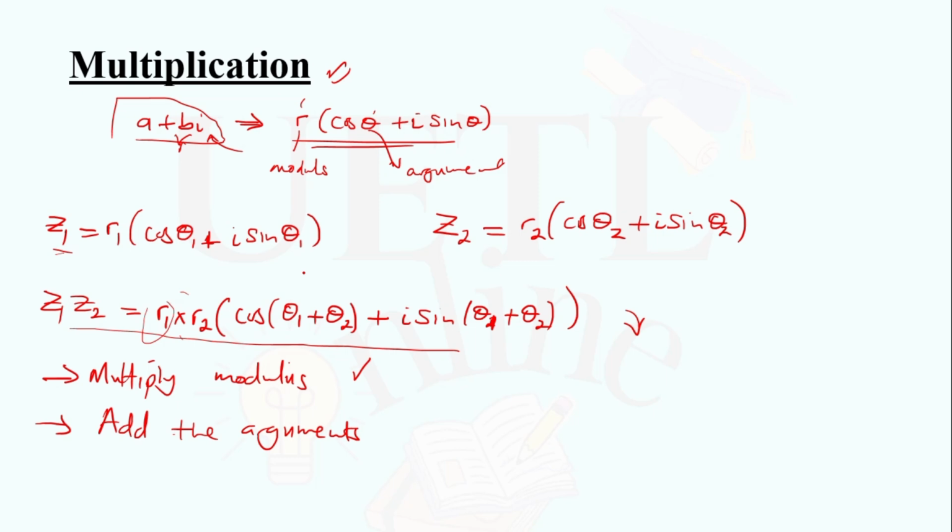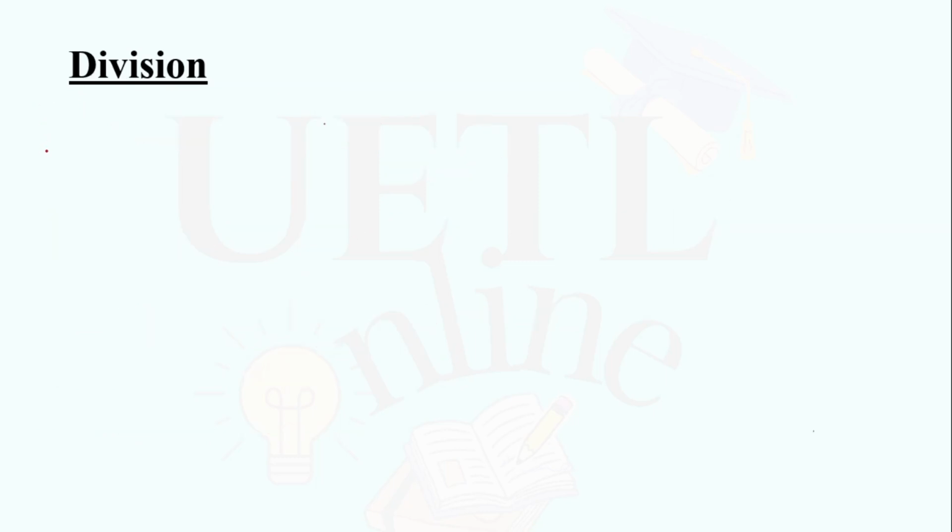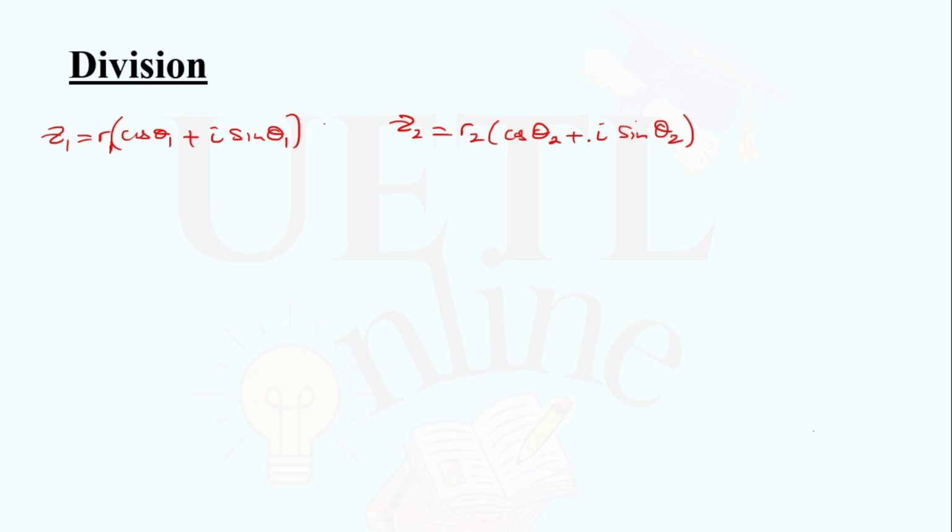Now let's take a look at division. To divide two complex numbers, let's say we are given z1 equals r1 (cos theta 1 plus i sin theta 1). Now we have another complex number, z2, which equals r2 (cos theta 2 plus i sin theta 2). Now we are being asked to divide; let's say we are asked for z1 over z2. Let's see how we do it.